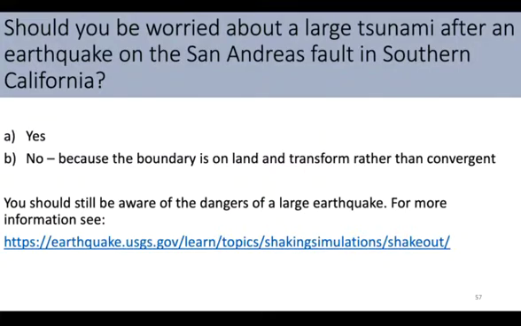So if you thought of that, that's a good point. But transform boundaries are just the boundaries moving side to side, moving past each other. So there's no vertical motion. For a tsunami to occur, there has to be vertical motion in order to displace that water, to send that water so high up. If you'd like to know more, I do have this link here. It's really good for learning about the dangers of earthquakes in this region specifically, where we are so close to a big fault.